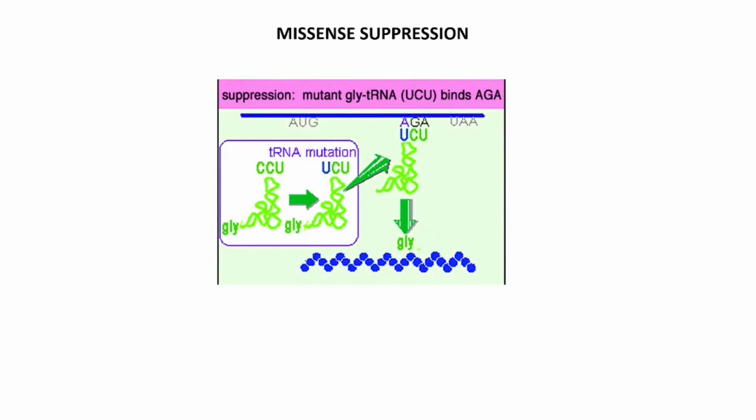The first mechanism is similar to the nonsense suppression that we have just seen, where a corresponding mutation in the anticodon of the tRNA takes place. Thus, a mutation in glycyl tRNA anticodon may convert it from UCC to UCU such that now it recognizes AGA as its codon and incorporates glycine. Thus, the missense mutation is suppressed.